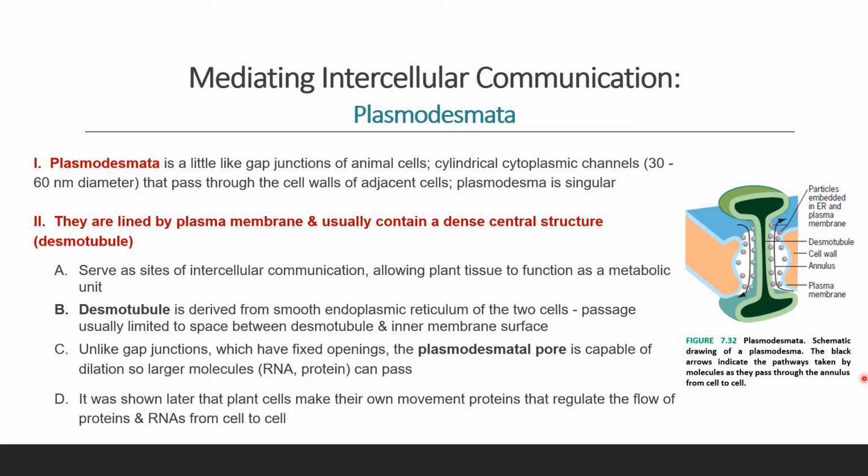So unlike gap junctions, which have fixed openings, the plasmodesmatal pore is capable of dilation, so larger molecules can pass, like your RNA and your proteins. So it was shown later that plant cells make their own movement proteins that regulate the flow of proteins and RNAs from cell to cell. So this is the schematic diagram of a plasmodesmata. So the desmotubule is here, found at the center. So this part of the plasmodesmata is very flexible to allow larger molecules to pass through it. Okay.